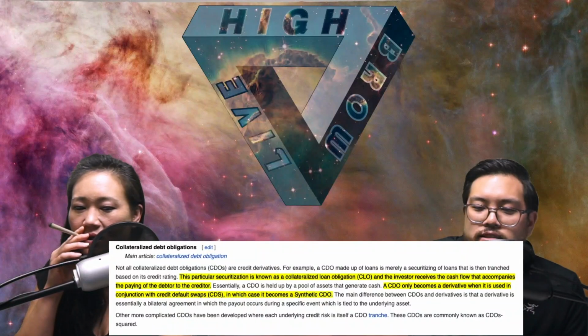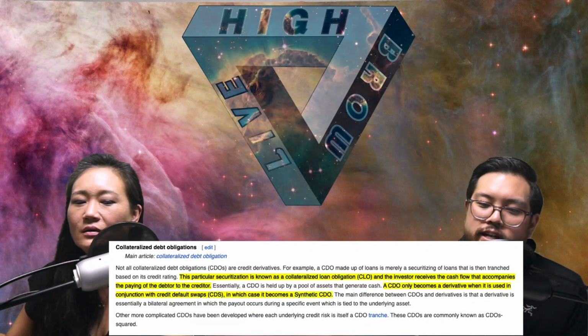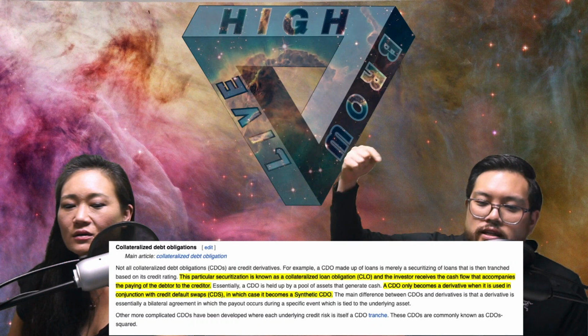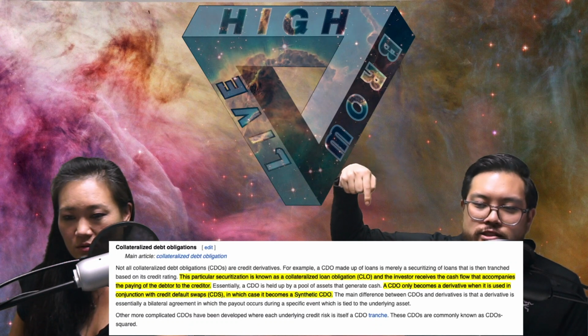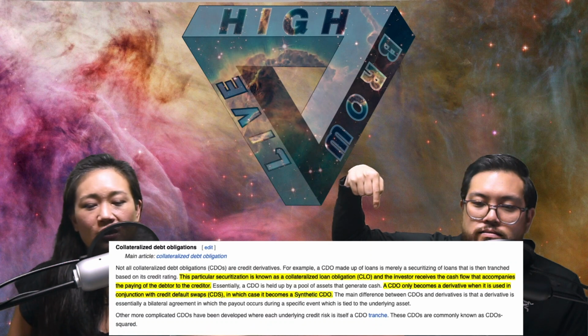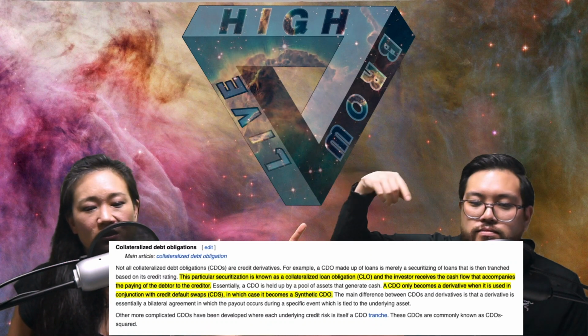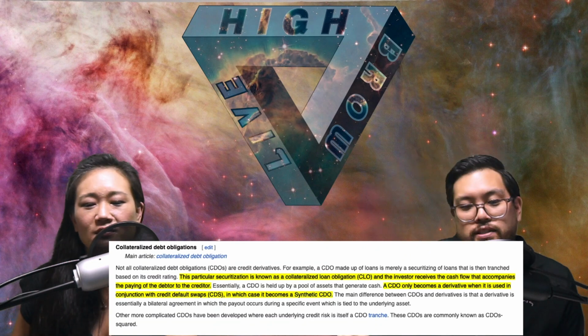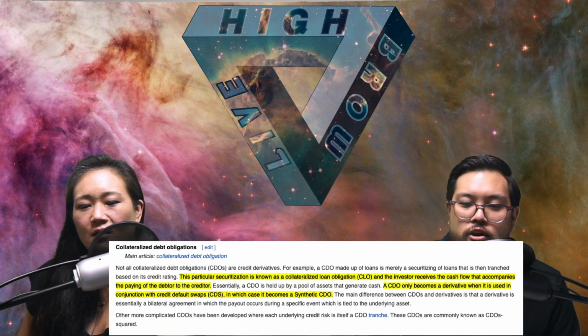So this is what we're going to be talking about: collateralized debt obligations or collateralized loan obligations, the CLO. Because that's almost like the new name for what it was in the last crash. CDOs were something that were, right? Yes. Okay. So it says not all collateralized debt obligations are credit derivatives.